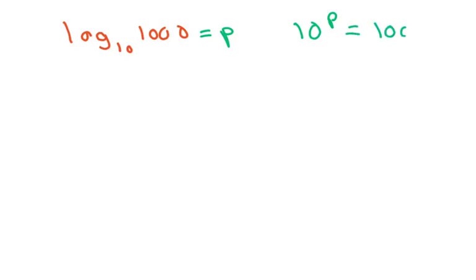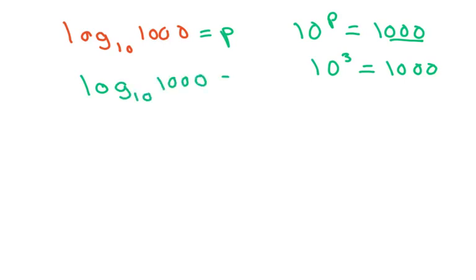The next one we have is log base 10 of 1,000. Now we know we're looking for the power, so if you don't want to rewrite it, you can say 10 to what power is 1,000. So let's set it: 10 to some power equals 1,000. We have 3 zeros here, so that's 10 cubed equals 1,000. So my power equals 3. So log base 10 of 1,000 evaluates to 3.